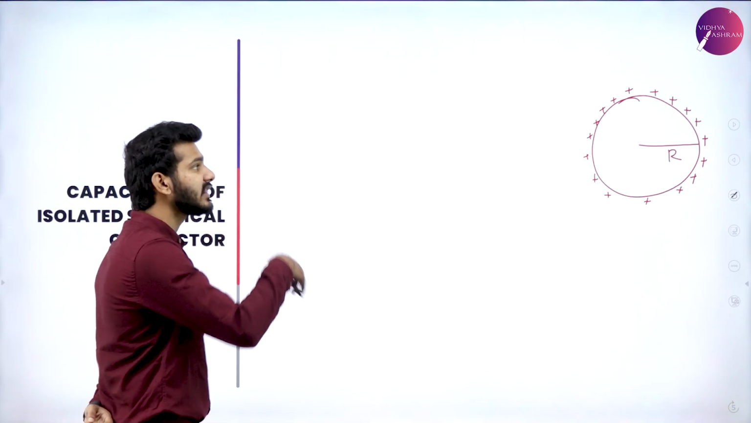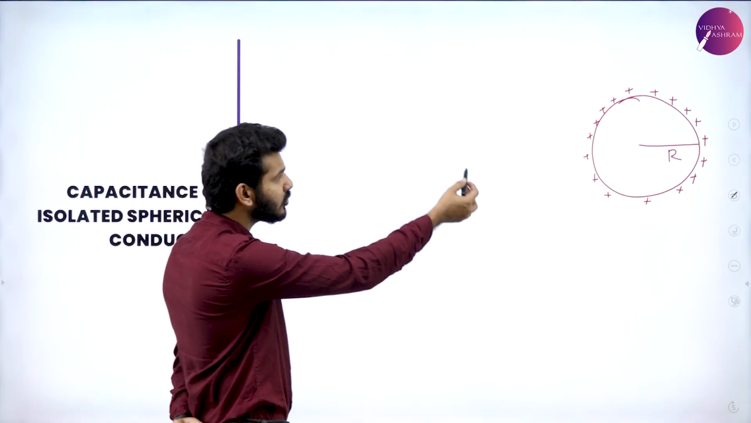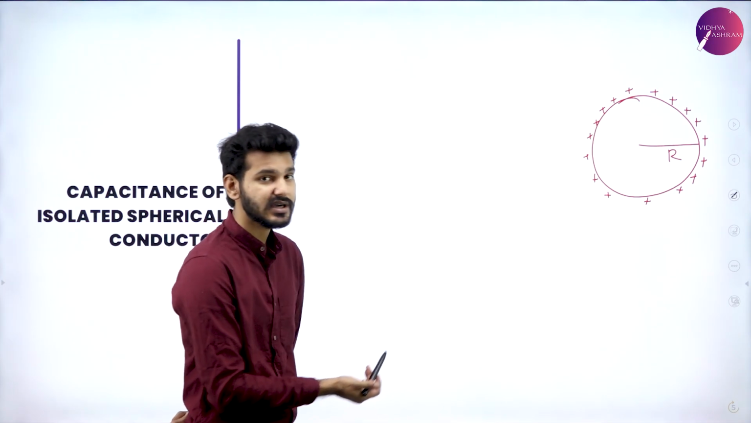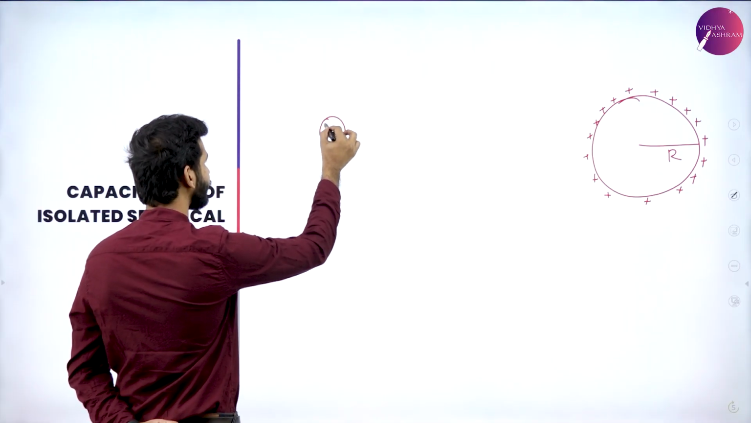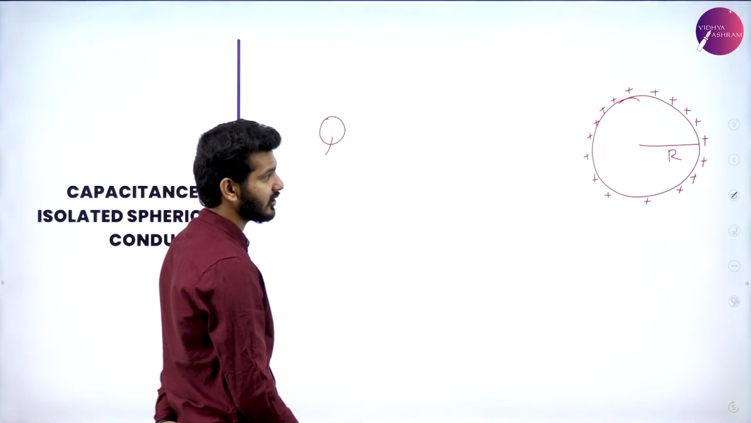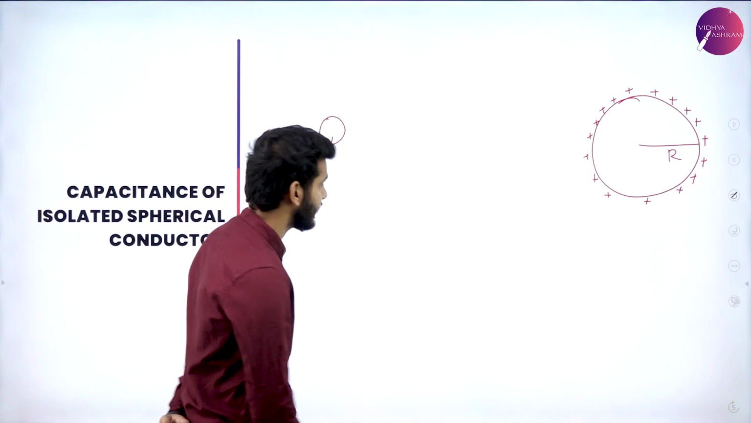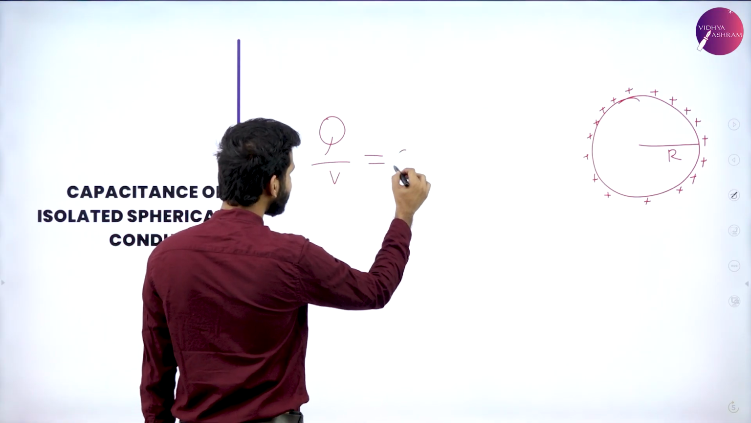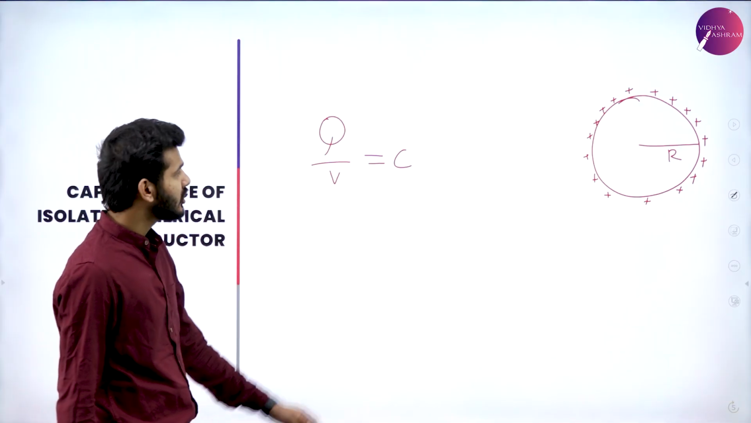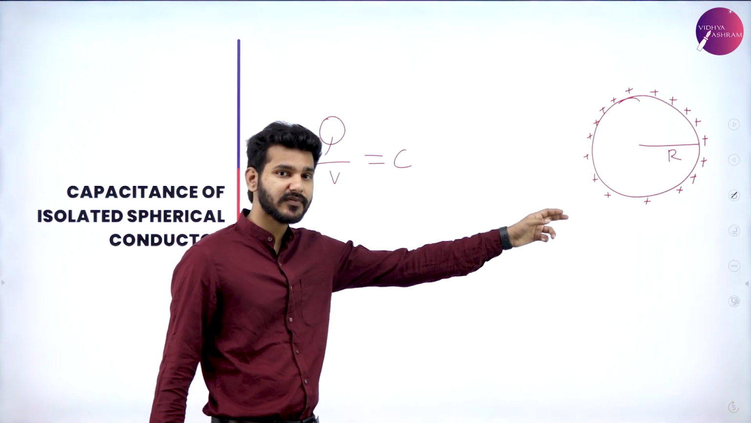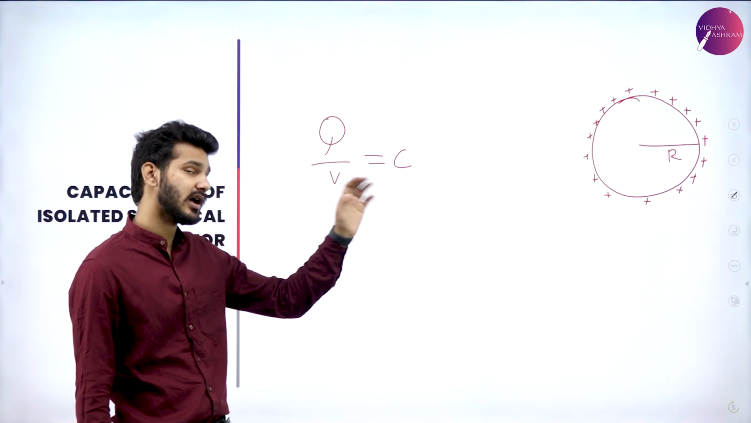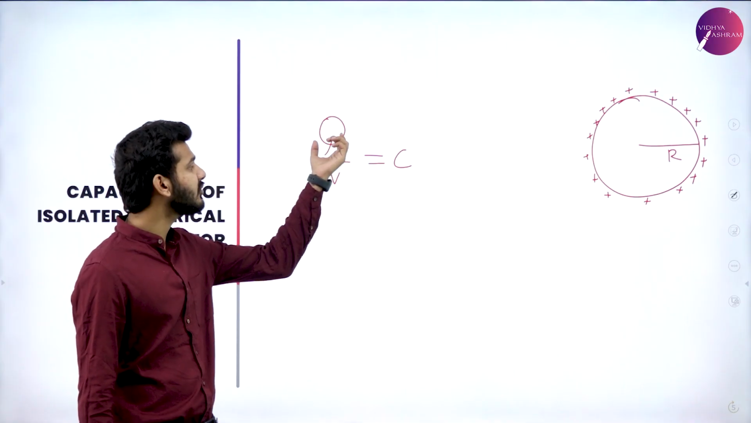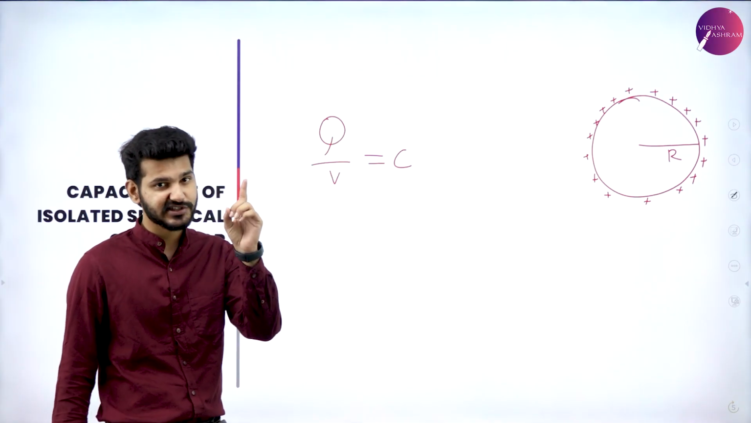So we can say that these are charges Q1, Q2, Q3 up to Qn, and the net charge of that particular sphere is given as Q. If there is a net charge, we can also say that there is a net potential, that is V. So we know that Q by V is nothing but C, which we are going to calculate. So in order to calculate the capacitance of that particular sphere which has a radius r, first we write down the equation for capacitance, that is C is equal to Q by V. That is the first step.